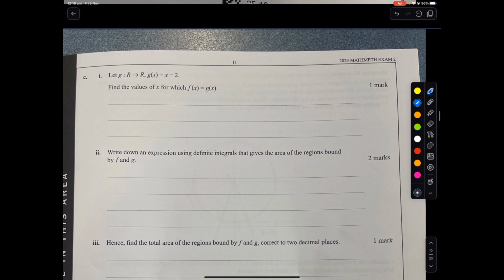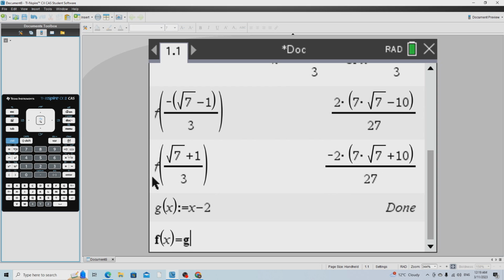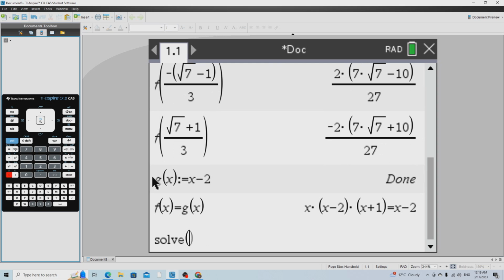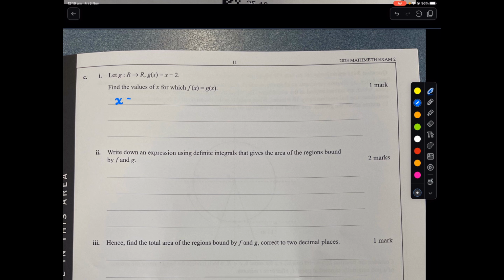So move on to the next question. Let g of x be as given. Find the values of x for which f of x and g of x are equal. So g of x is x minus 2, and we want f of x equals g of x, and we solve for x. Here are your values of x. So let's write those down. x is equal to -√5 plus 1 over 2, x is equal to √5 minus 1 over 2, and x is equal to 2.